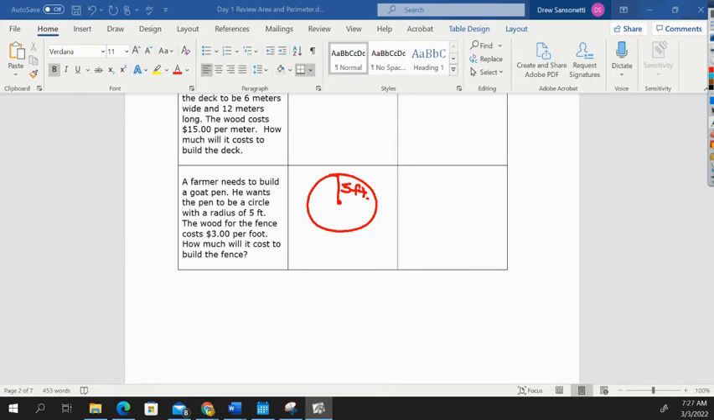So if he wants to build a pen, right, you don't have to build the grass, or build anything inside of it. You're just building the outside wooden walls, right? If you're going to build a fence, you're just building the outside walls. That means they want the circumference of this.